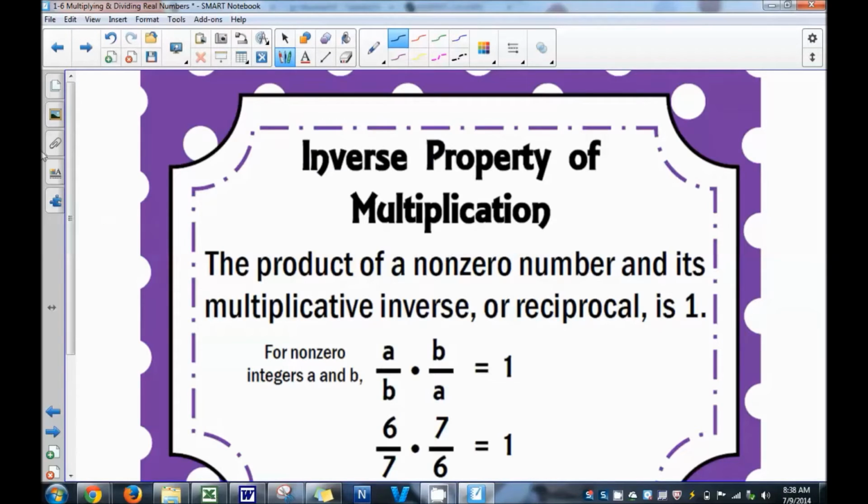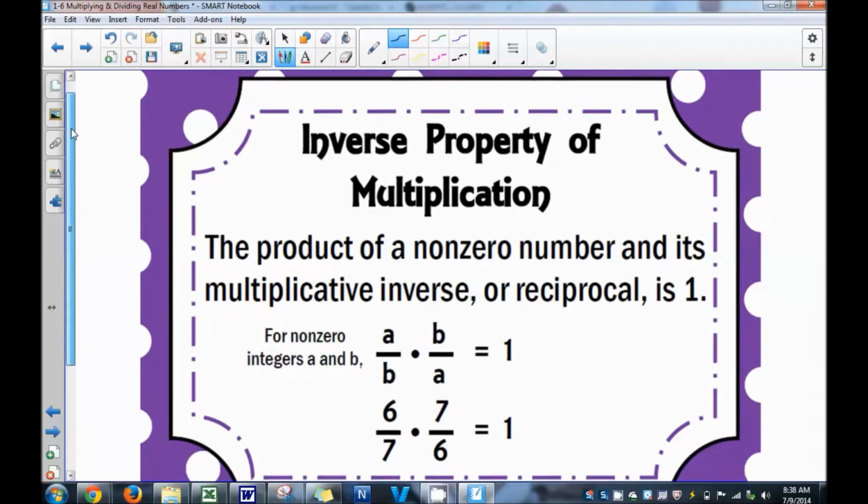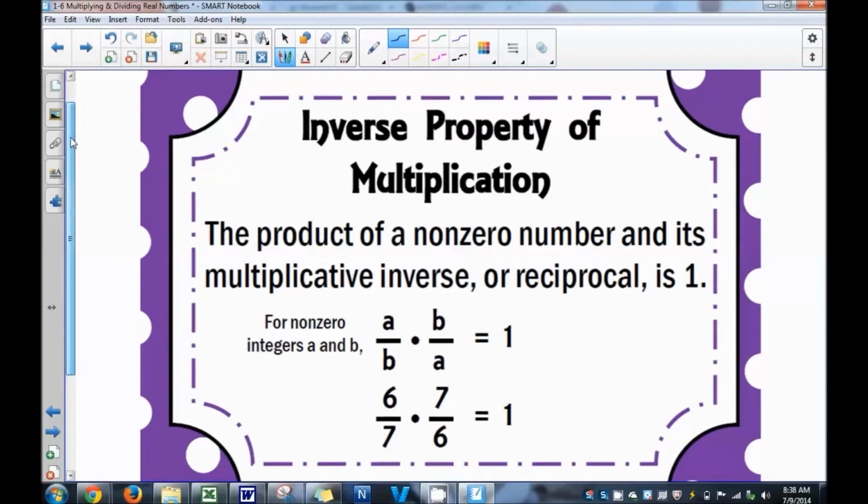The inverse property of multiplication. This is not anything new to you. It says the product of a non-zero number and its multiplicative inverse or reciprocal is 1. Big words, but it's not bad. So for non-zero, the reason that it's saying non-zero is you can't really have a reciprocal of 0, and anything times 0 is going to be 0, not 1.